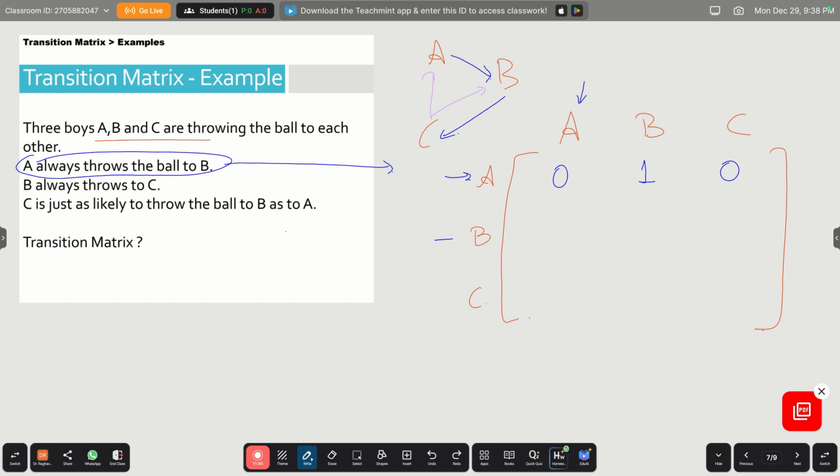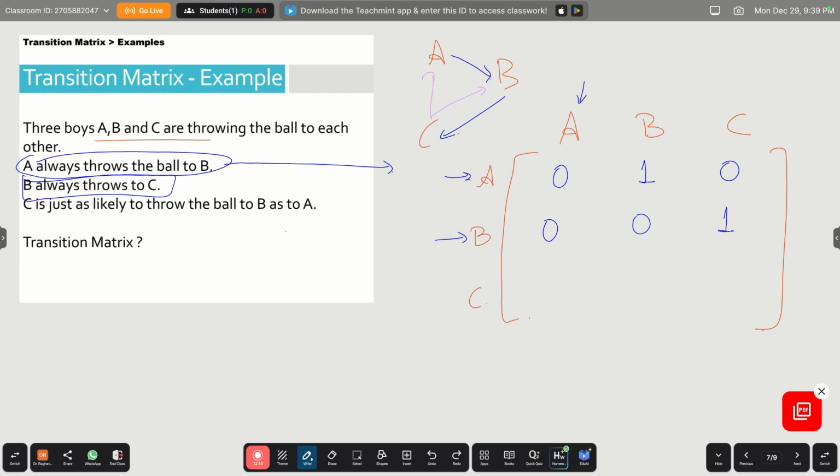Now let us assume B has the ball. Now what is the probability that B will throw to A? It is 0, because it's given that B always throws the ball to C only. He will never throw it to A. So B to A is 0. And B to B, definitely it is 0, because he cannot throw it to himself. And B always throws to C, so it's going to be 1. Now the last case.